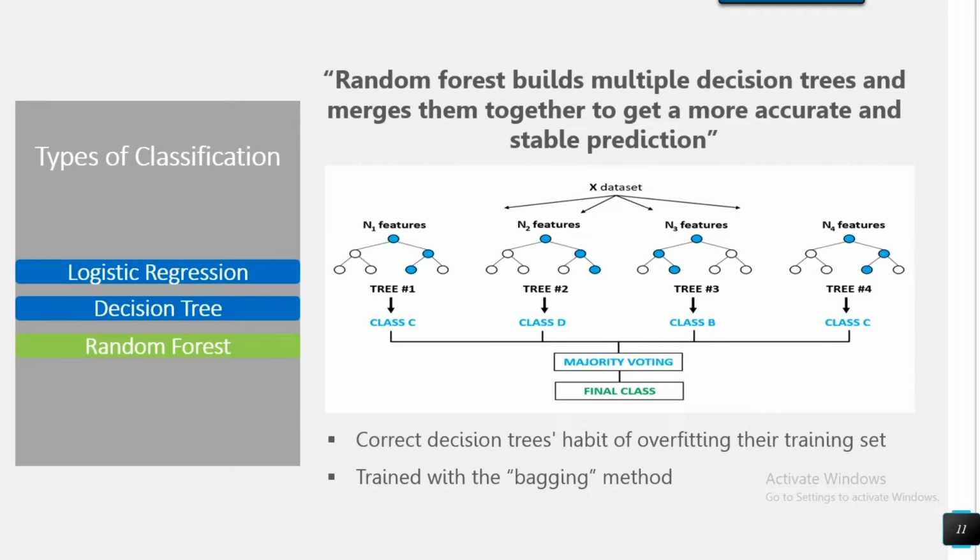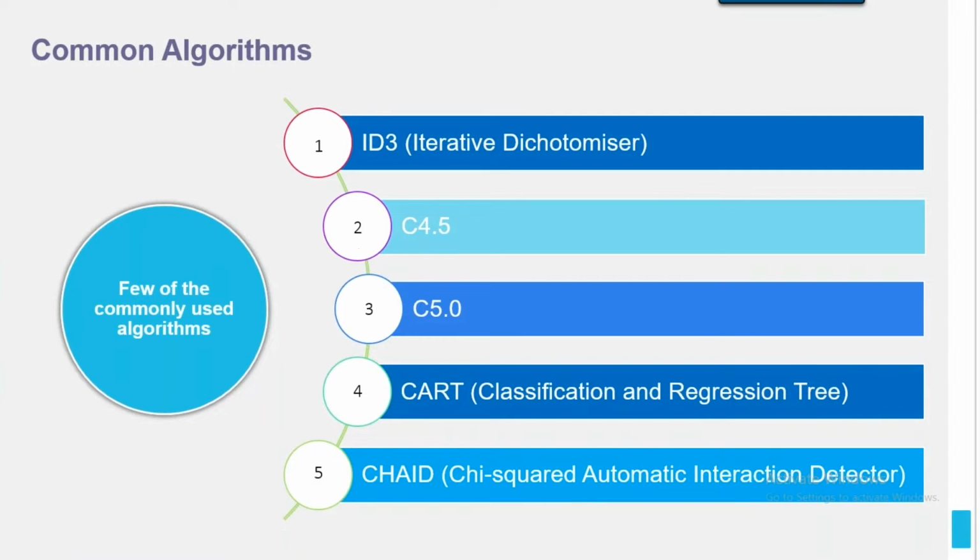So correct, decision trees have a habit of overfitting their training set, and the fix for that will be the bagging method. I can give you an example of what we mean by overfitting and what we mean by bagging. This is the slide I'm taking just for getting this.